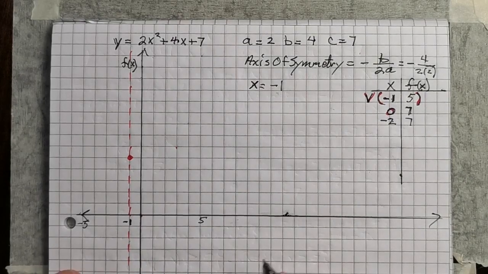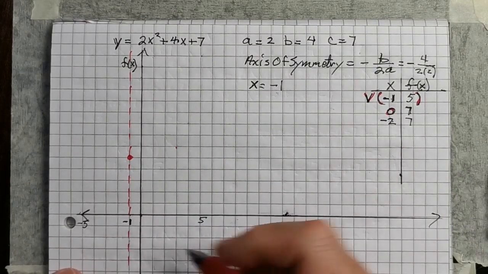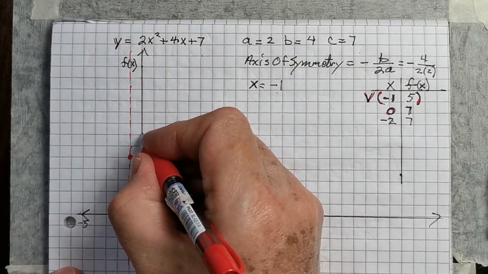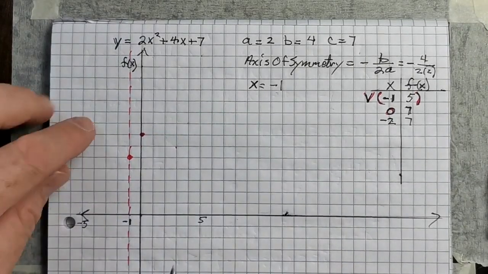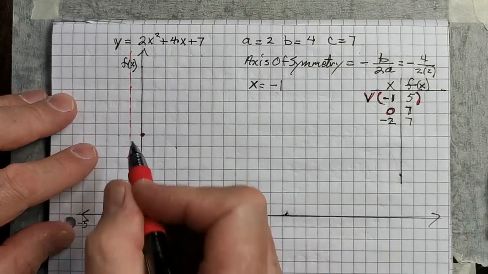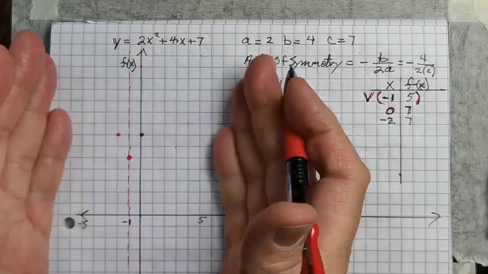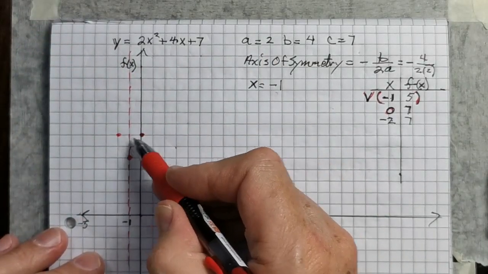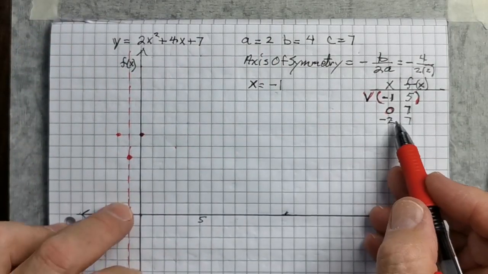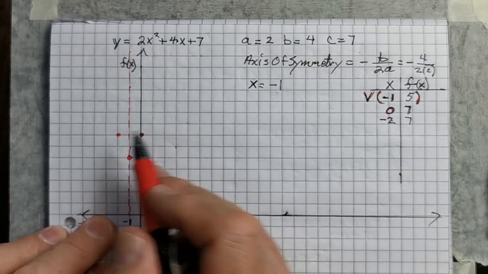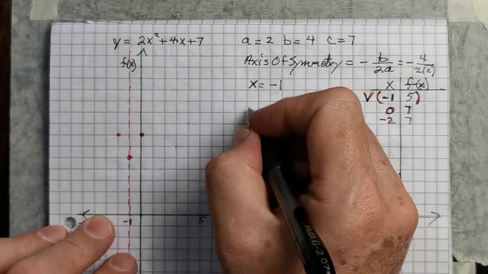So let's graph these points. First off, 0, 7. 1, 2, 3, 4, 5, 6, 7. This is on the graph. What I'm trying to tell you is that this must also be on the graph. Remember, it is symmetrical. Left and right, symmetrical. 1 unit to the right, we get 0, 7. 1 unit to the left, we get -2, 7. Now, I haven't proved that to you, but we can do that.